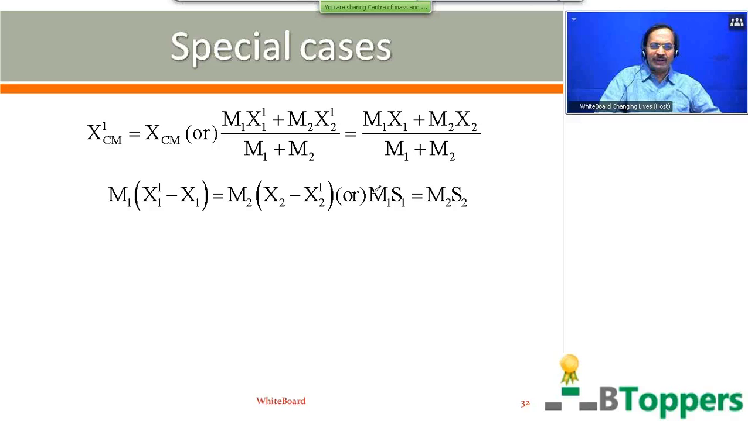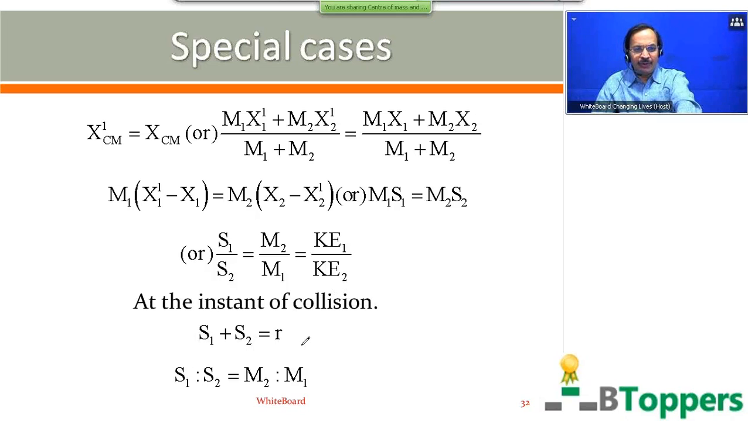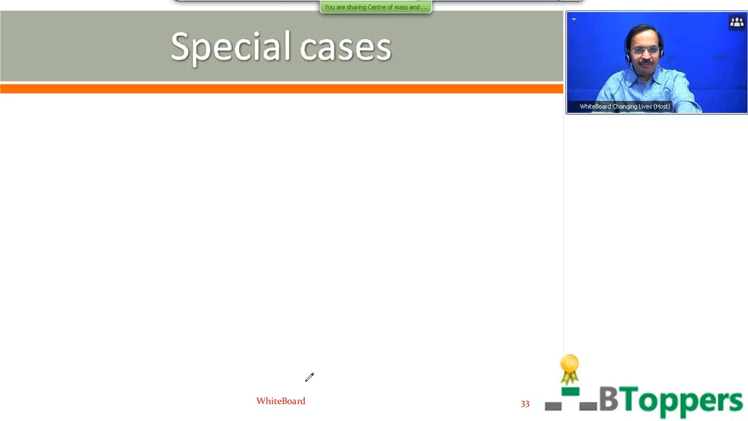That means S1 is the distance moved by M1 before the collision with M2, and S2 is the distance moved by M2 before the collision with M1. So S1 by S2 equals M2 by M1, which is the same as the ratio of the kinetic energies. At the instant of collision, S1 plus S2 equals R, and S1 is to S2 as M2 is to M1.